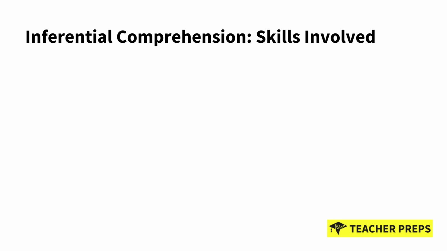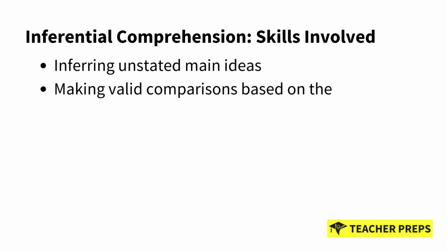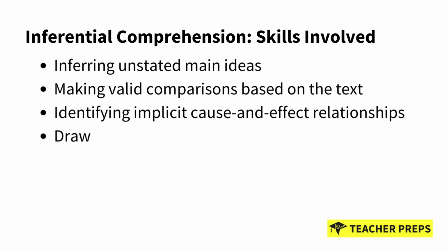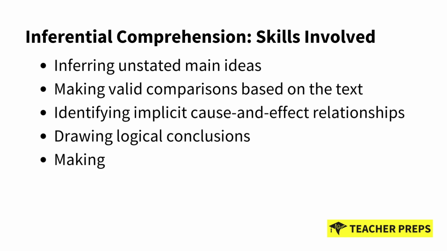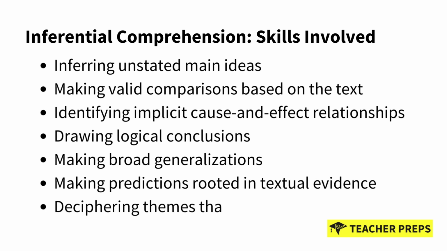Next, let's cover the skills involved so you can catch an inferential comprehension checking question on your exam. If you see the following skills, you want to be looking for an inferential checking answer. These skills include inferring unstated main ideas, making valid comparisons based on text, identifying implicit cause and effect relationships, drawing logical conclusions, making broad generalizations, making predictions rooted in textual evidence, or deciphering themes that aren't explicitly mentioned.